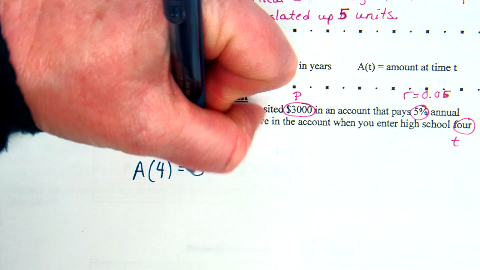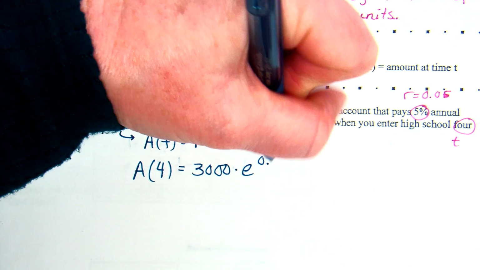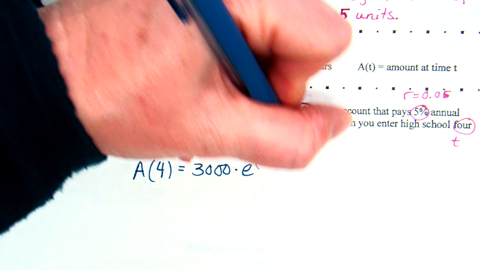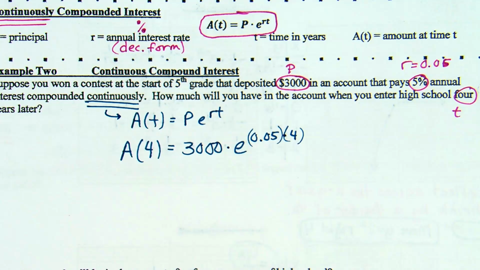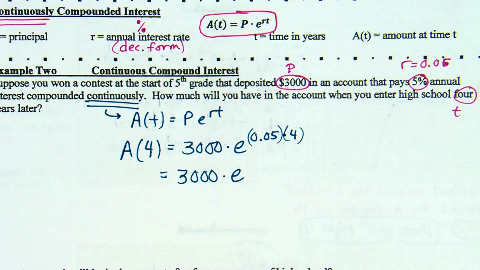Now, the cleanup I would start with, to kind of make life better: 3,000 e to the, what power is going to be on e? What is 5/100 times 4? 0.2, 2/10. Now, for most of you, I would say enter this on your calculator from here. Otherwise, you have to break it down into more steps. Start with doing your e to the 0.2 power, getting that, and then multiplying by 3,000.